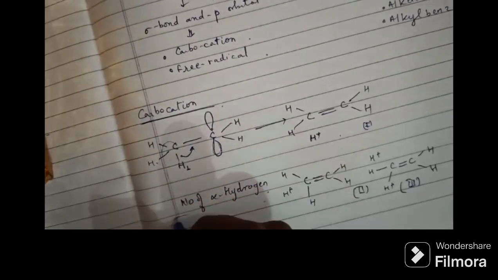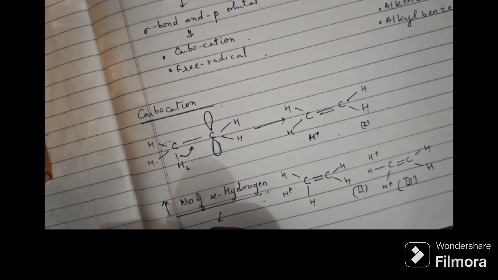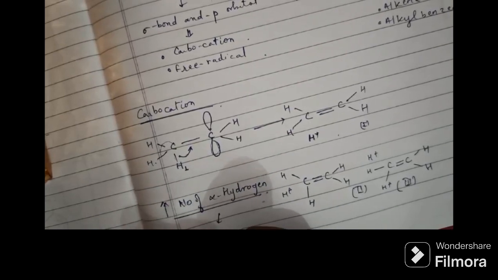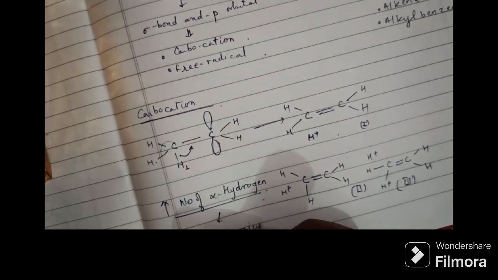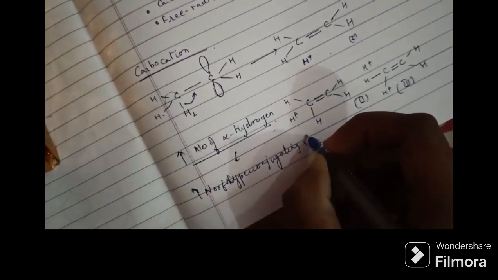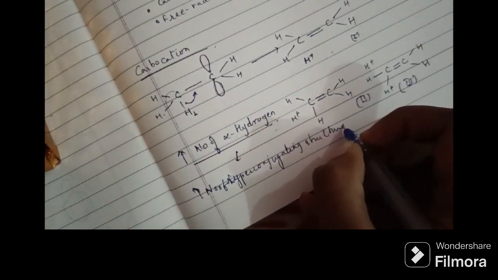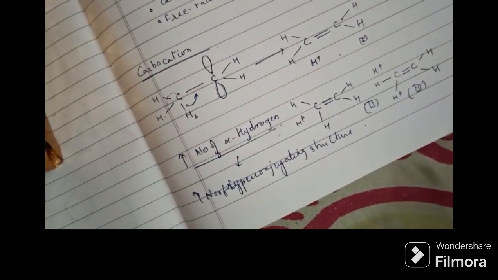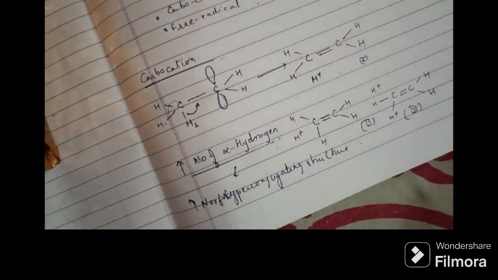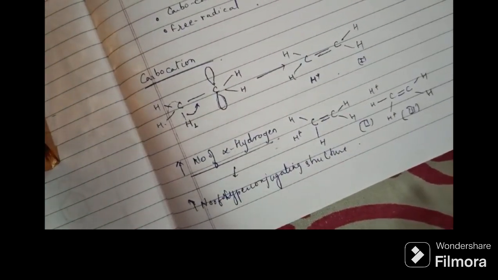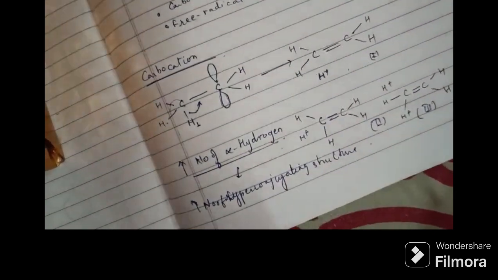The more alpha hydrogens there are, the higher the number of hyperconjugating structures. Alpha hydrogen is the hydrogen attached to the alpha carbon, and the alpha carbon is the first carbon that is attached directly to that carbocation.